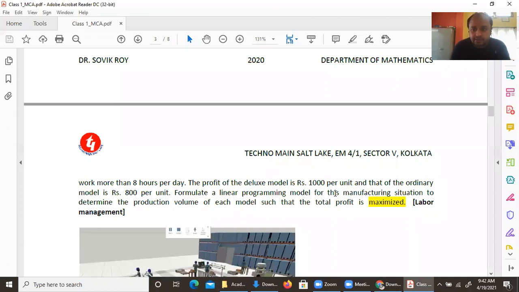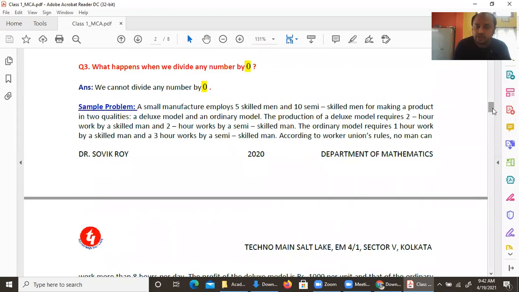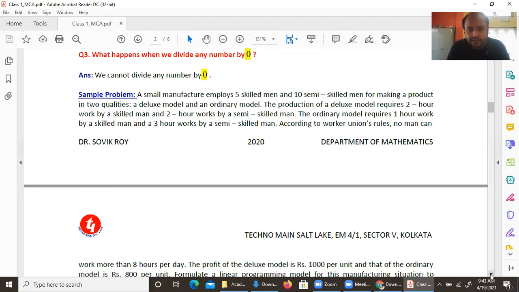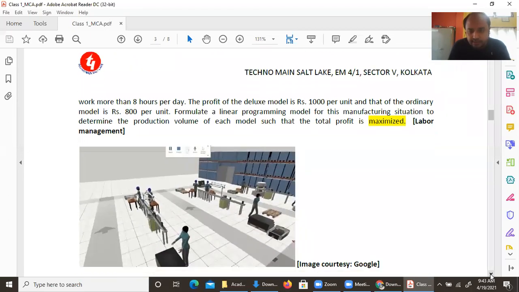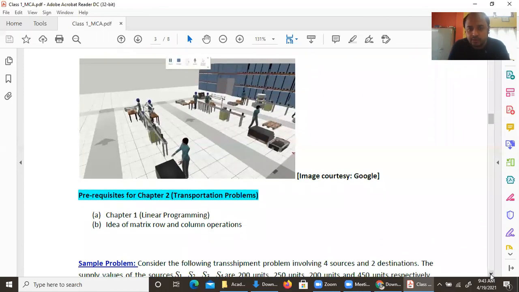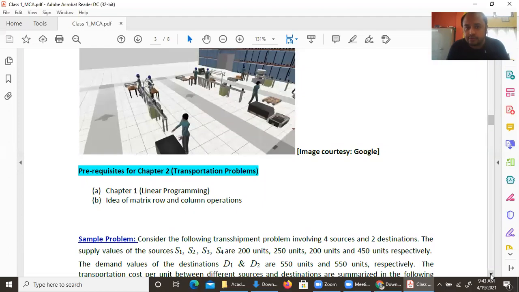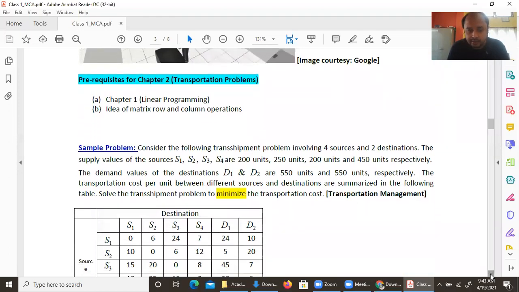This situation is often used in labor management. So it's a kind of labor management type of situation. Various situations which I have mentioned over here are where linear programming problems can be considered. This note which I have prepared, and some images taken from Google, give you a feel of in what sort of situation these linear programming problems are actually used.